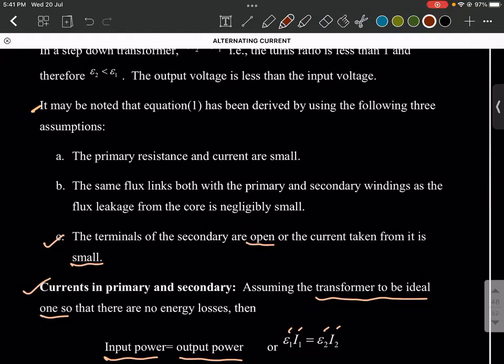Okay. The first thing is, what is the first thing that we did? How did we get E is equal to E1? What did we ignore actually? We ignored the primary resistance. So primary resistance and current are considered to be small. That is the first point.